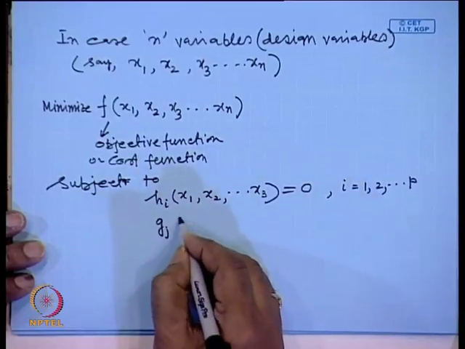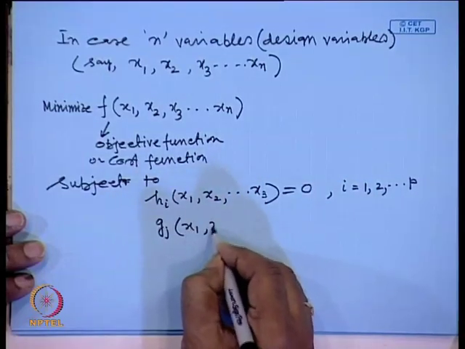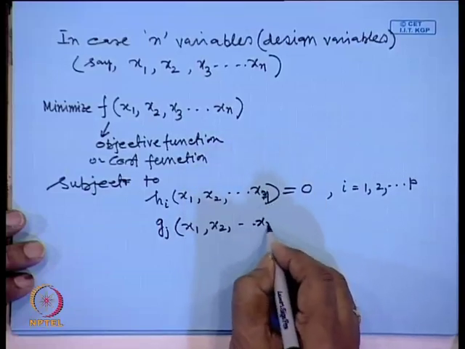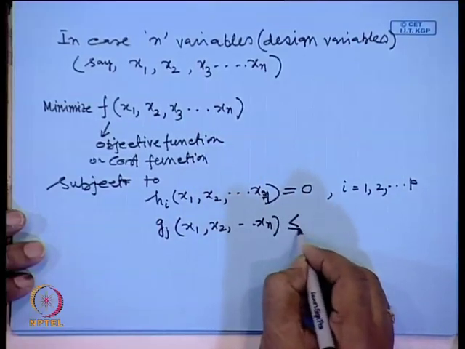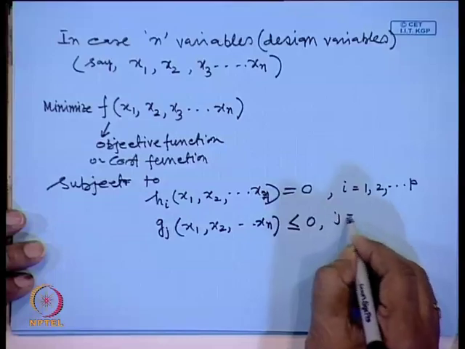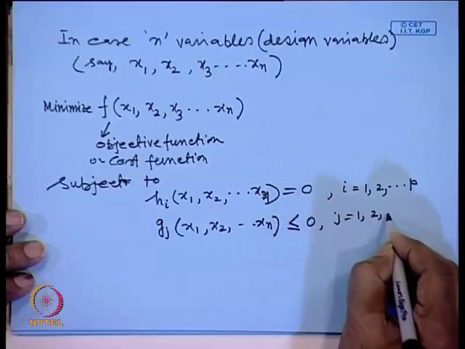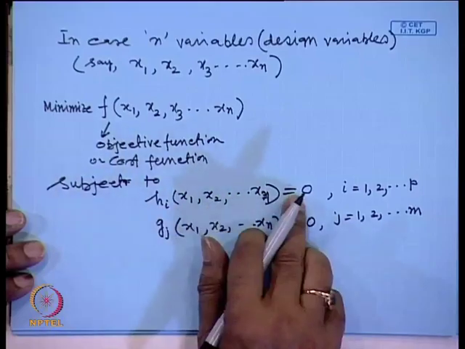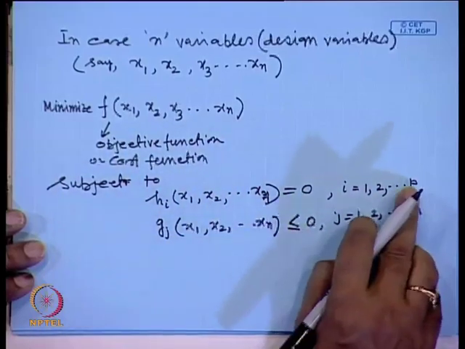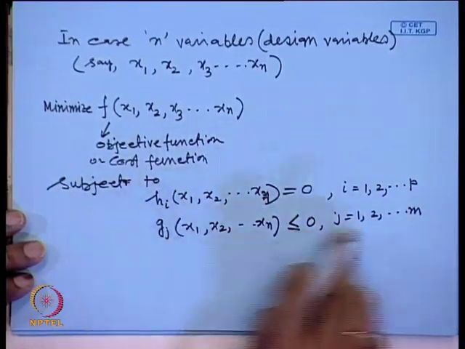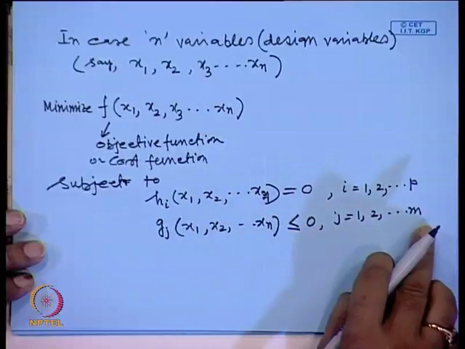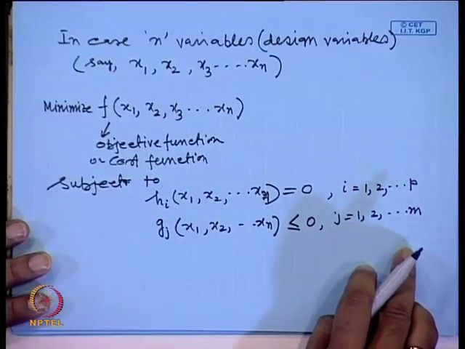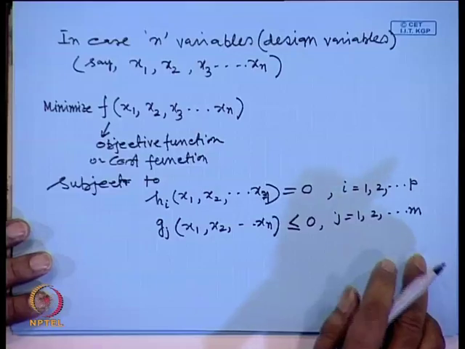which is a function of design variables x1, x2, dot dot xn, less than or equal to 0 for j equal to 1, 2, dot dot m. So, there are p equality constraints and m inequality constraints. In addition to that, I told you there are some, what are called, side constraints.